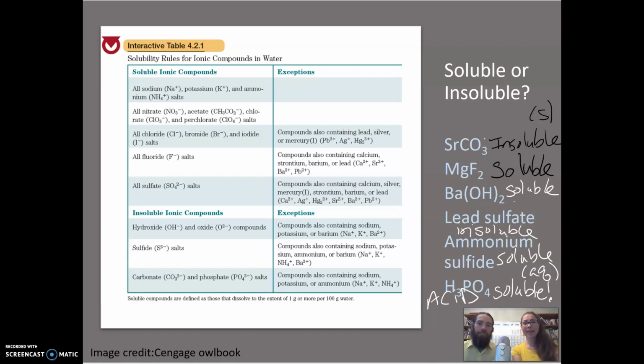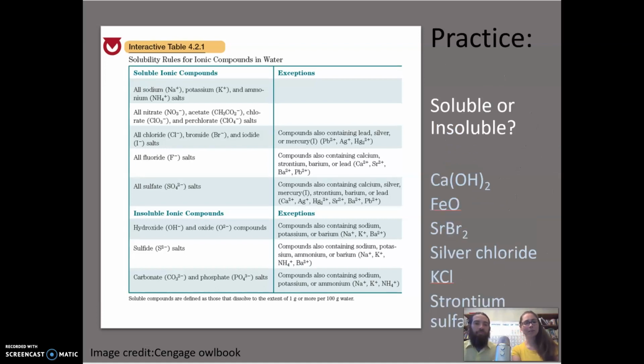You'll see a carbonate or a phosphate, and you'll look to this chart as if it were an ionic compound, but if it was phosphoric acid or carbonic acid, then it's not this chart. It's not ionic, so don't look at this chart and say that it's insoluble, when in fact it's an acid and it's soluble, and they're always going to be AQ if they're in the presence of water.